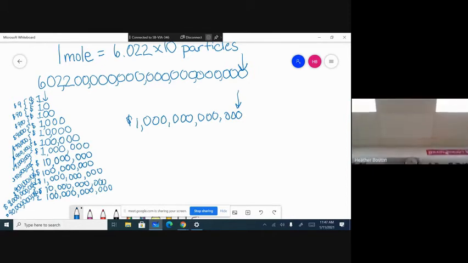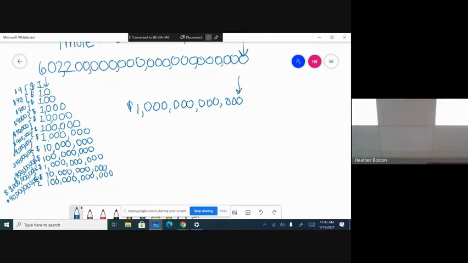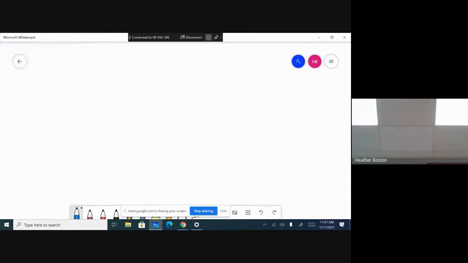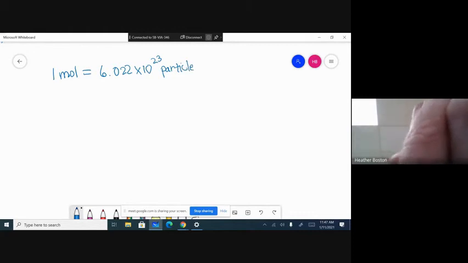Okay. So now I'm going to show you what we're going to do with this information. I'm going to introduce the concept of an equivalency statement. So an equivalency statement is 1 mole is equal to 6.022 times 10 to the 23rd particles or individual pieces. Doesn't matter what you have pieces of.